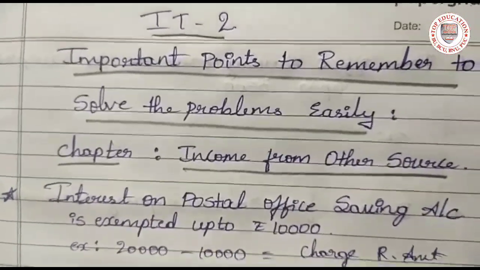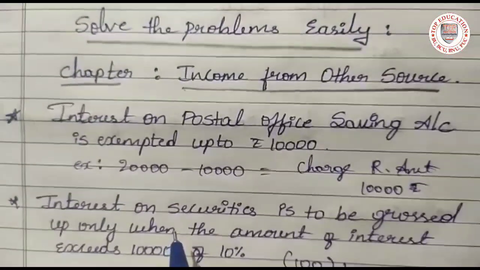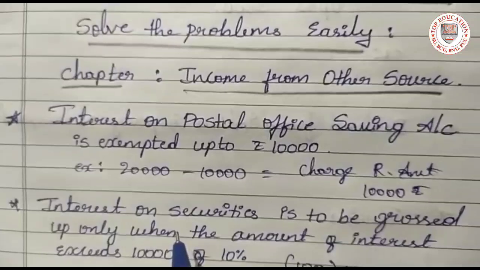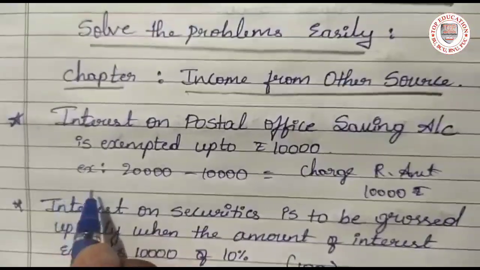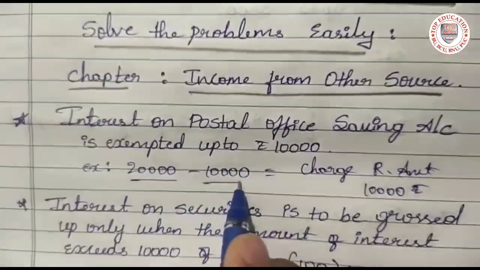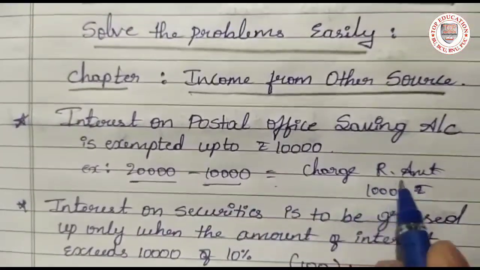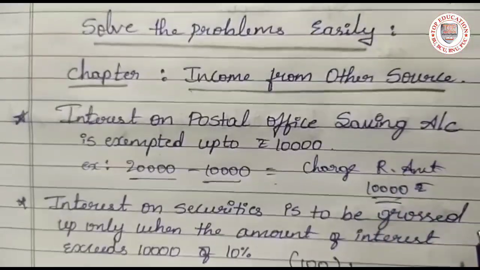For example, the first important point is interest on post office savings account is exempted up to rupees 10,000. Example, in the question if they give 20,000 rupees, then we have to deduct the 10,000 as 10,000 is exempted. So we have to charge the remaining amount, that is rupees 10,000.